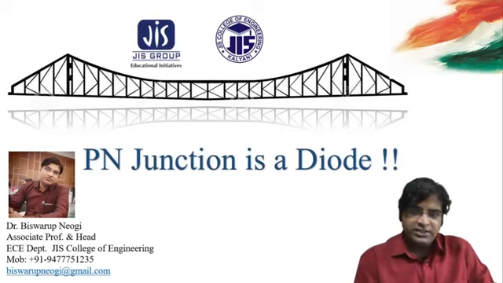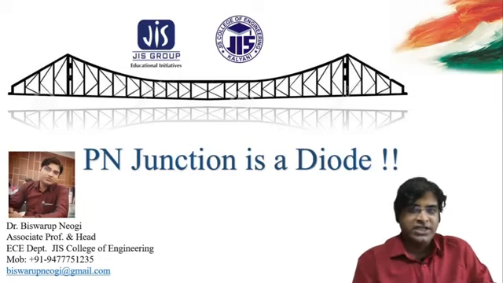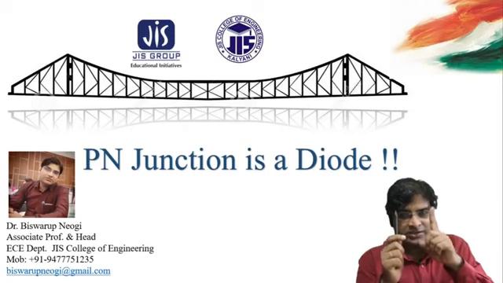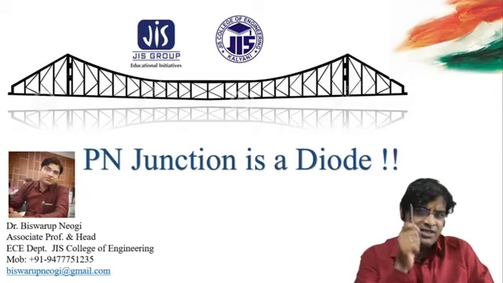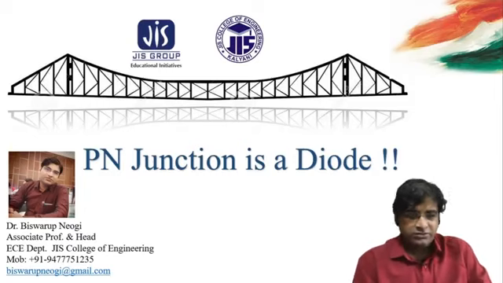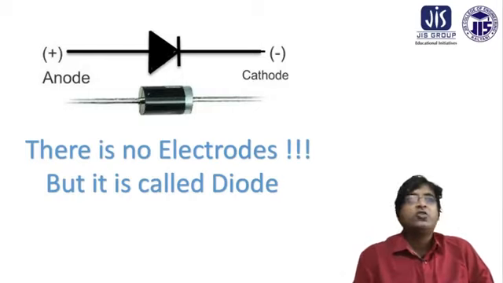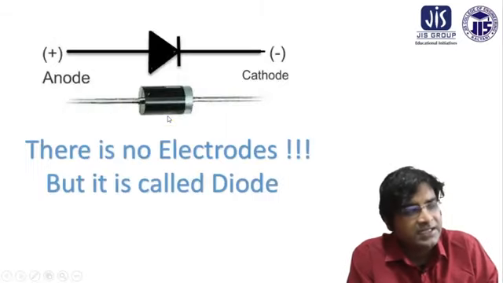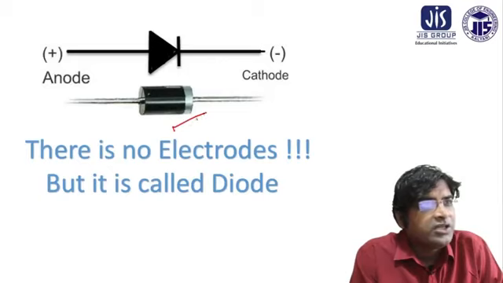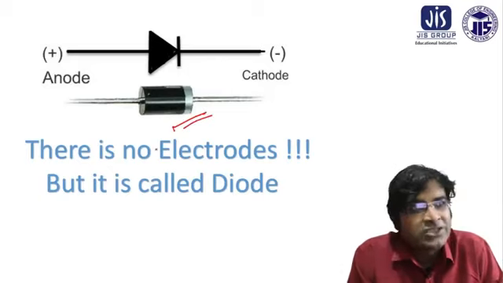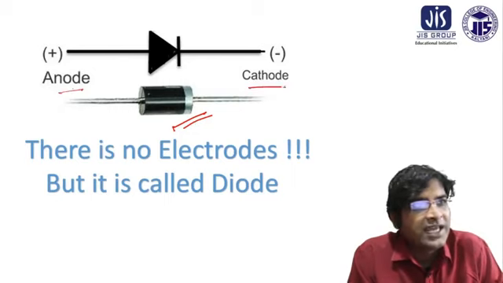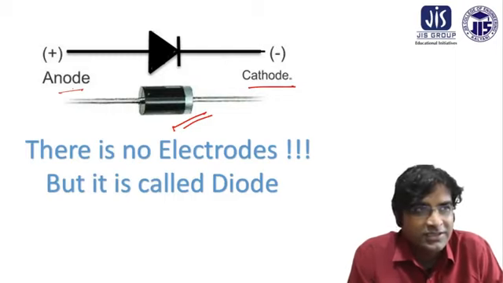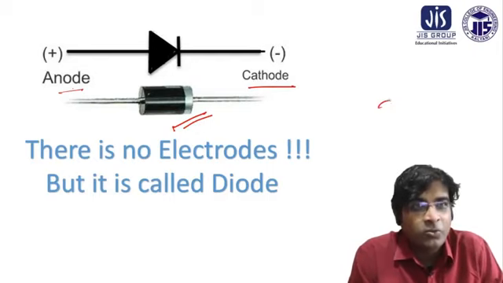If I consider the analytical meaning of the diode, this term comes from dielectrode, diode. For that reason, for two electrodes, the diode concept comes. But in case of PN junctions, is there any dielectrode? Come to this particular side, there is no electrode in this diode. You see there is a diode, but in this diode there is no electrode. You see there is an anode we are representing, there is a cathode we are representing, but there is no electrode. But it is called a diode.